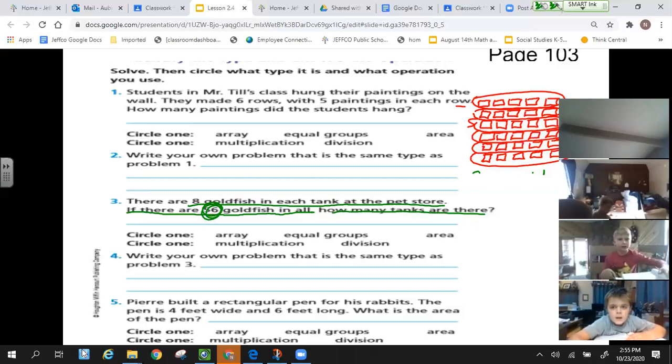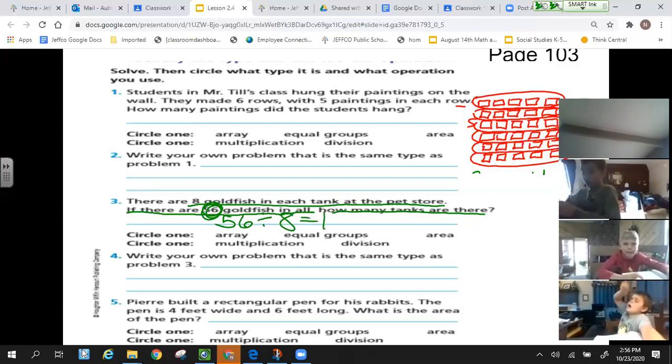Because we know the total. Excellent. We know the total. We are not looking for the total number of goldfish. We already know it. It's 56. So we have to do 56 divided by 8. What times 8 is 56?